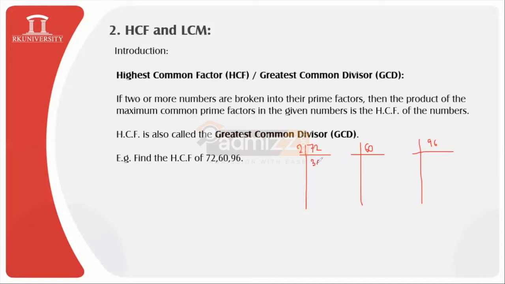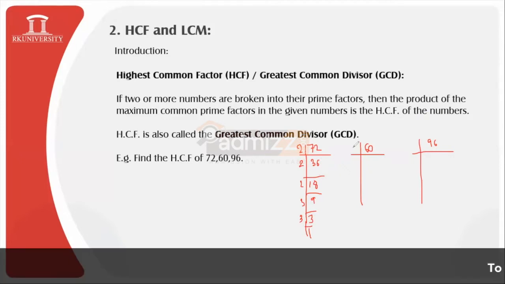So 2 into 36 gives me 72. 2 into 18 gives me 36. 2 into 9, I will write 3 here, and 3 goes here. Then we are done with the factorization part.